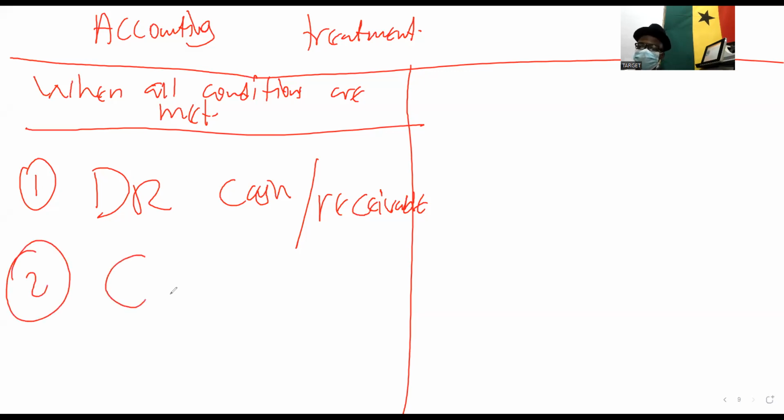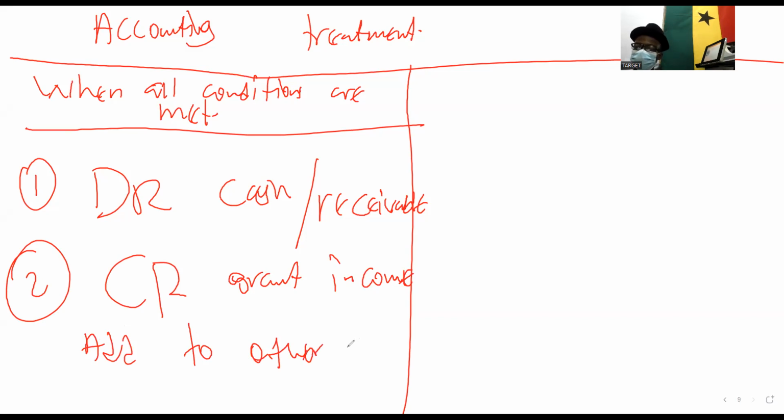So you credit grant income, added to other income. It's an income to you. That's all. We are done when the condition has been fulfilled. When you have met all the conditions, I leave the government to handle its payment, and then the equation will balance. Please take notice of that.